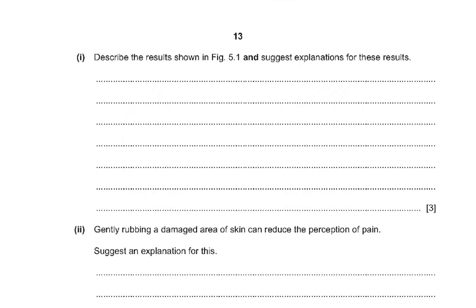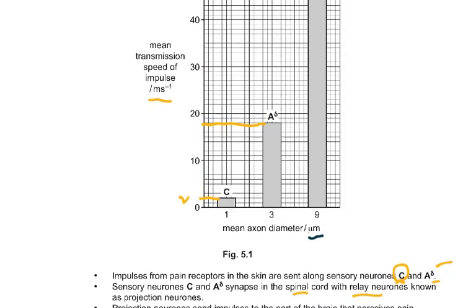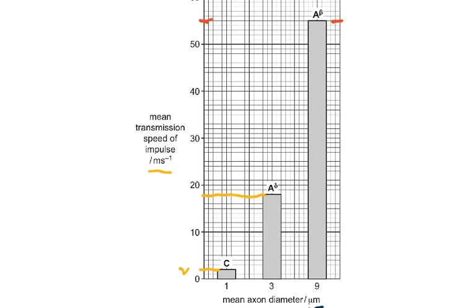Okay. Now describe the results shown in figure 5 and suggest explanations for these results. Wider, thicker, larger diameter increases speed. Yeah, that's what we figured out from here. That the wider they are, the thicker they are, or the larger they are in diameter, the higher the speed. Then the larger membrane surface area, so more ion movement. Then myelin increases the speed. Myelin sheath increases the speed. Then saltatory conduction. Saltatory conduction is when it, of course, jumps from node to node.